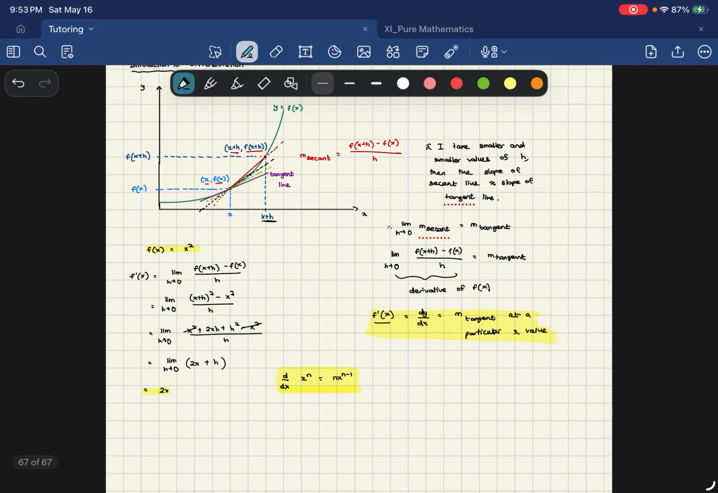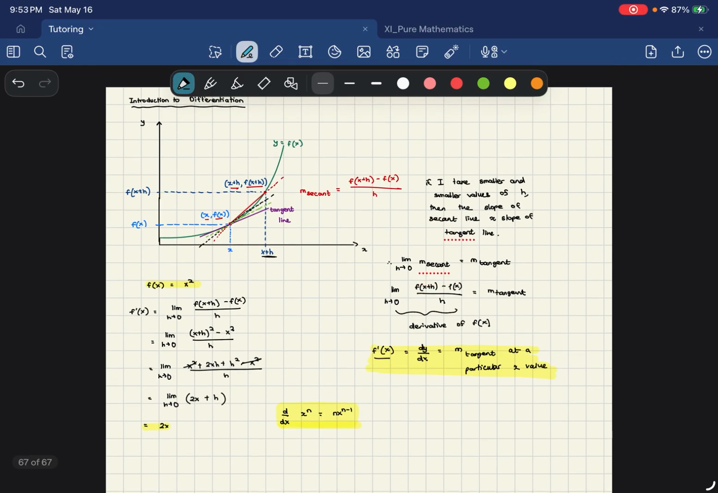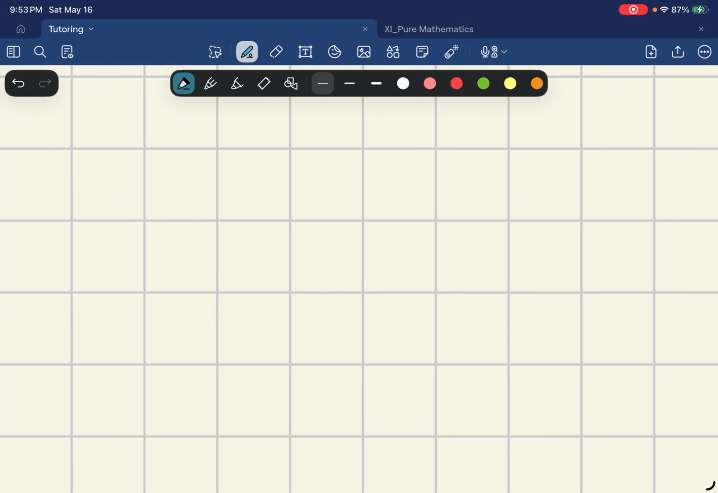So now that we have discussed what the derivative is, we have looked at the definition using limits, and we know that the gradient, basically the derivative at a particular value of x, is the gradient of the tangent line at that x point. So let's look at some rules. Rules of differentiation.